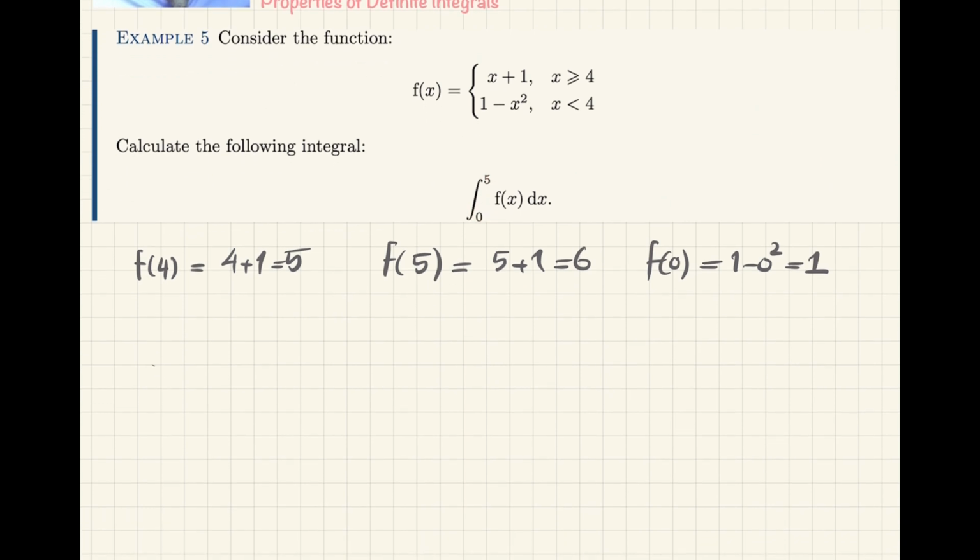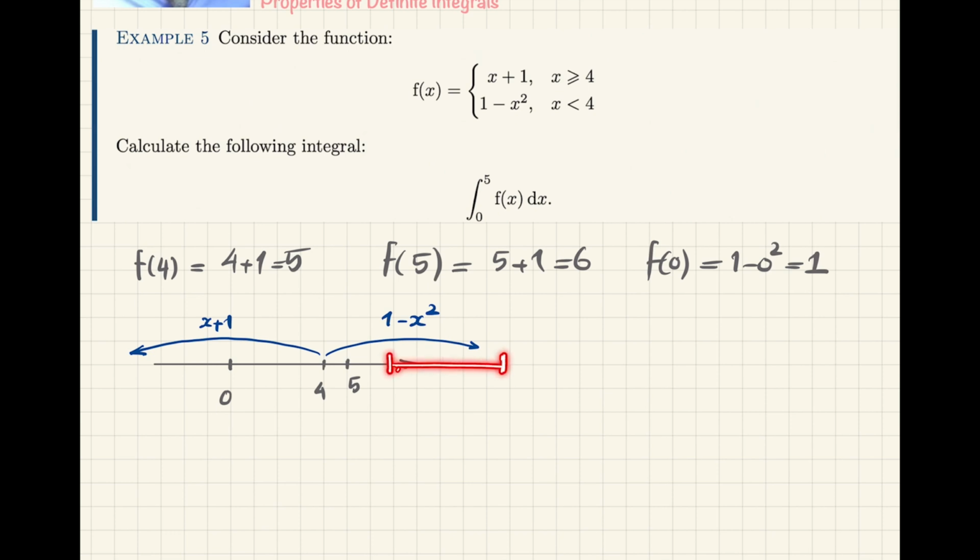So if I want to imagine it, for example, if this is the x-axis, here is 0, here is 5, for example 1, 2, 3, 4, 5, and then this number is 4, okay? Before this 4 everywhere, the rule is x plus 1. After this everywhere, the rule is 1 minus x squared. If you were supposed to integrate somewhere here, that was not a problem. You just use this rule. If you are supposed to calculate the integral somewhere here, there is only one rule.